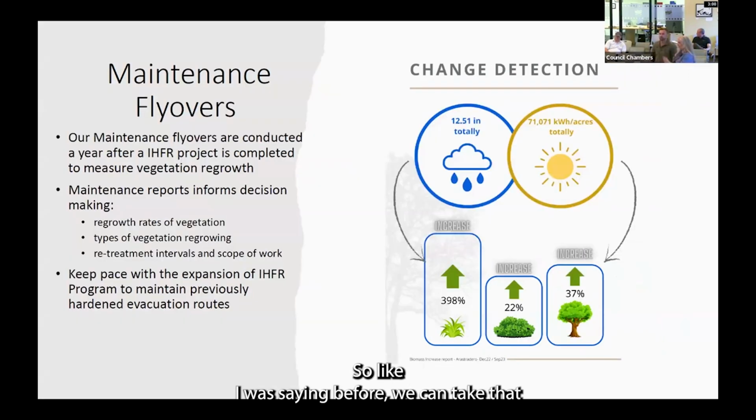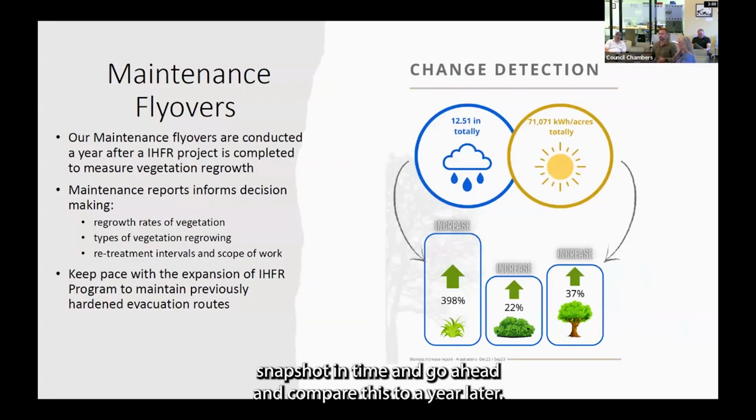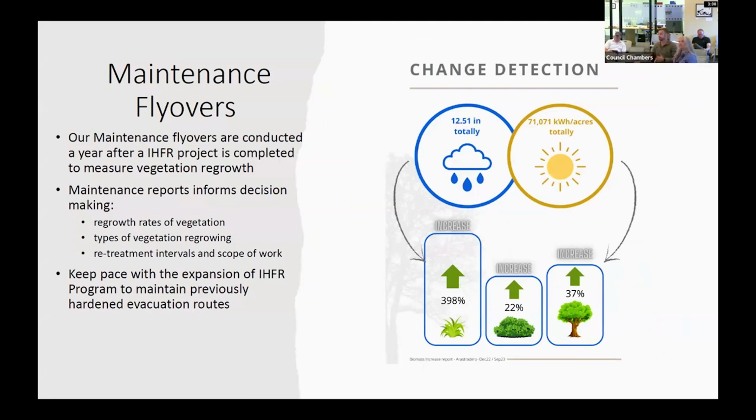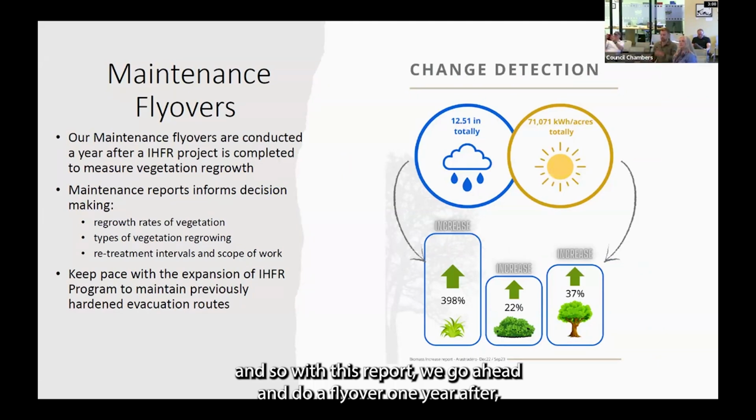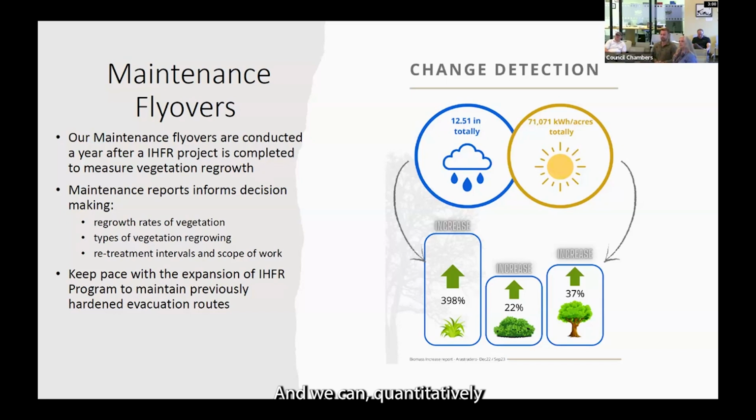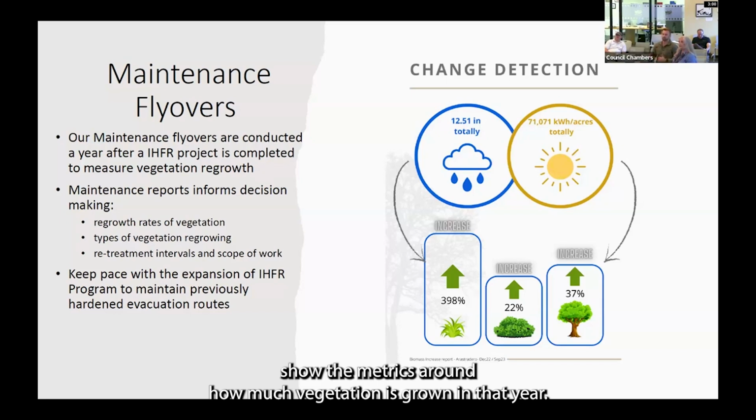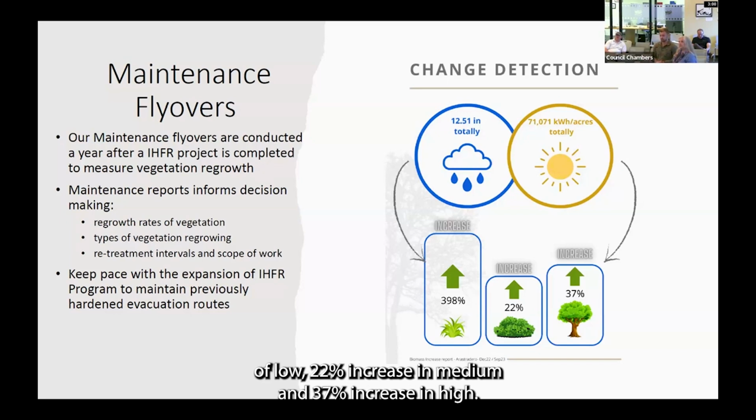Okay. So like I was saying before, we can take that snapshot in time and go ahead and compare this to a year later. And so with this report, we go ahead and do a flyover 1 year after the evacuation route was conducted, or the vegetation management project was conducted, and we can quantitatively show the metrics around how much vegetation has grown in that year. And so in this case, we have a 340% increase of low, 22% increase in medium, and 37% increase in high. And this allows us to really track the growth of these evacuation routes and also potentially help us do the project planning and implement resources where resources are needed.